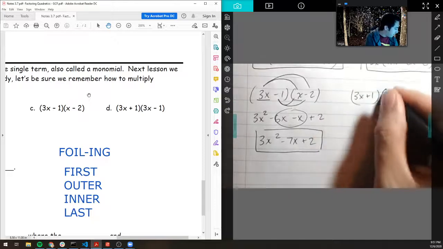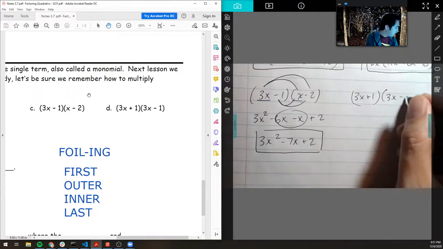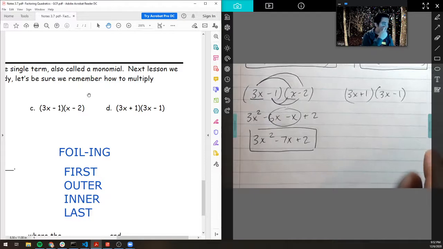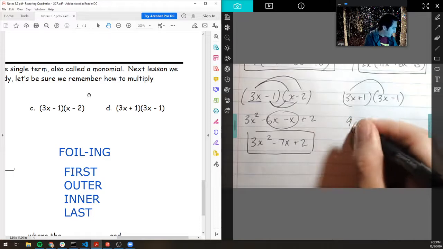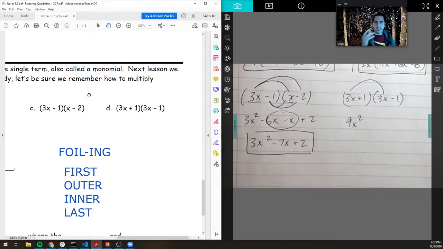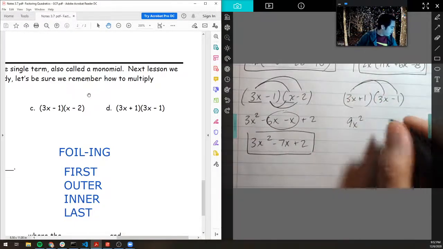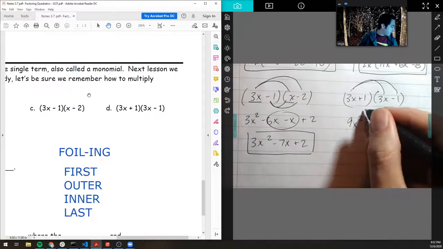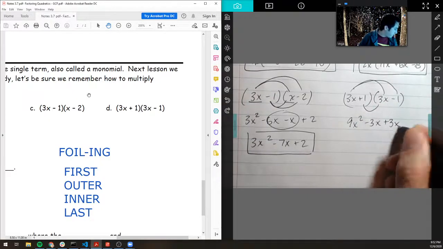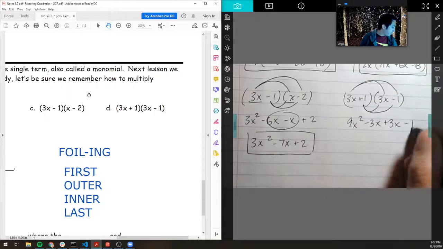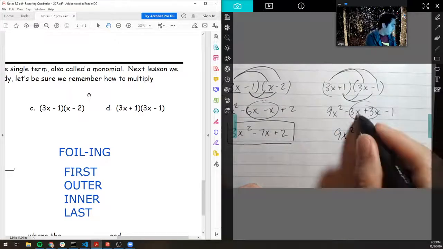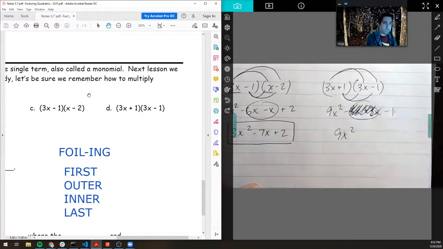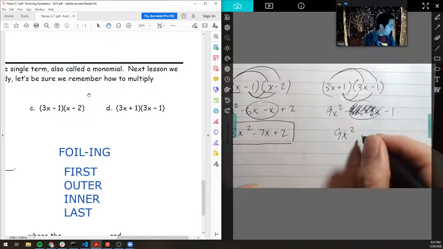3x plus 1 times 3x minus 1. This is actually a fancy, special type of problem, but we'll probably talk more about it later. 3x times 3x is 9x squared. 3 times 3 is 9. X times x is x squared. 3x times -1 is -3x. 3x times +1 is positive 3x. Then 1 times -1 is -1. Combine the middle terms. You have 9x squared. These cancel out. -3x plus 3x is nothing, so they cancel out. Then you have -1 here.